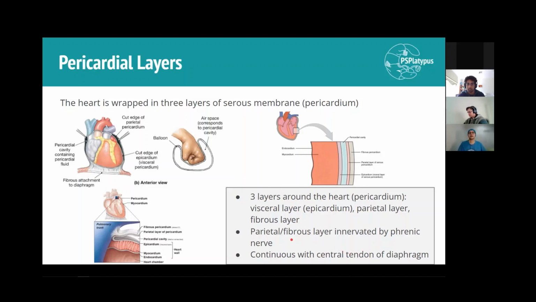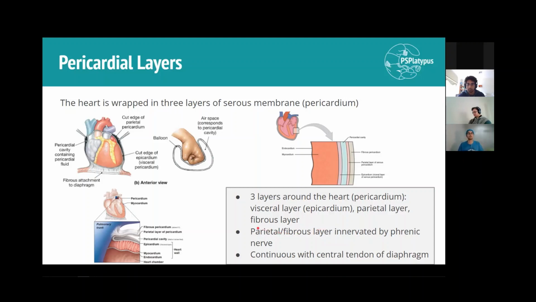Okay, so another thing to keep in mind as well is that with all of these structures, some of them have pain innervation and some of them don't. So for example, with the parietal or fibrous layer of the pericardium, so that's the outermost one and the one further in from that, they're both innervated by the phrenic nerve and they have pain sensation. So if you cut any of those two, you're going to experience pain, right? Because there are nociceptive fibers there.